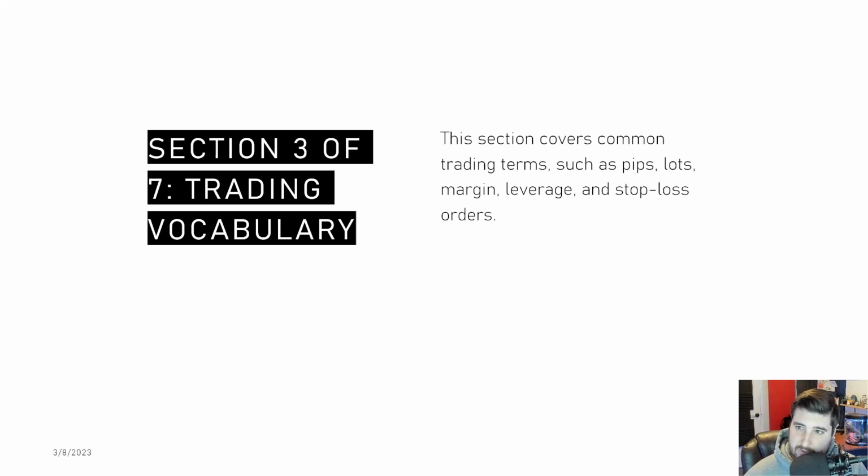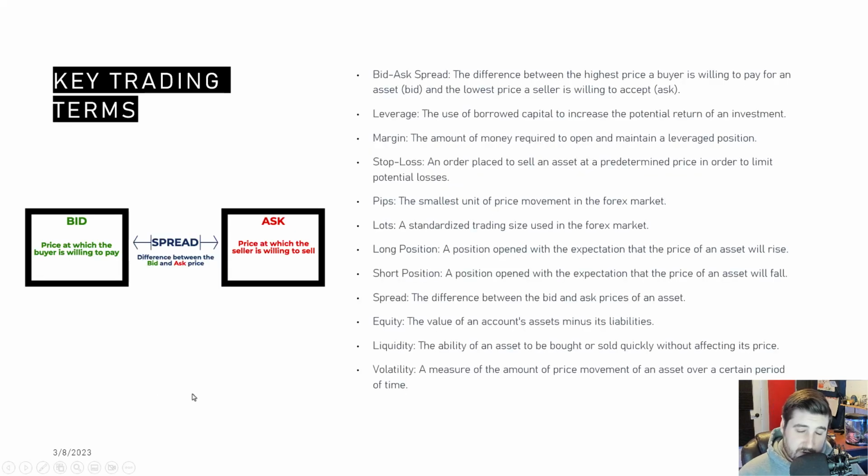So a quick example: pips, lot sizes, margin, leverage, and stop loss orders. I've already used those in the past, but that's just an example of what we're going to dive into, just to make sure you really do understand everything. Let's go over all the basic ones right now and break them down.